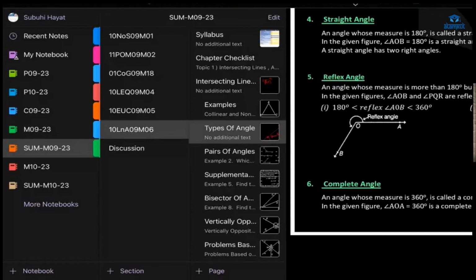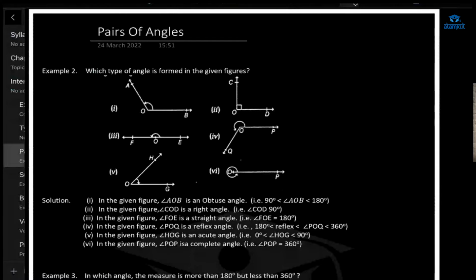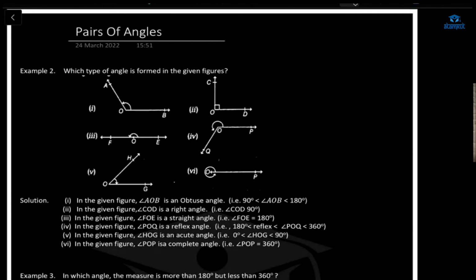Now let's see pair of angles. But before pair of angles, we'll have a simple question. You just have to tell me which type of angle is formed in the given figure.